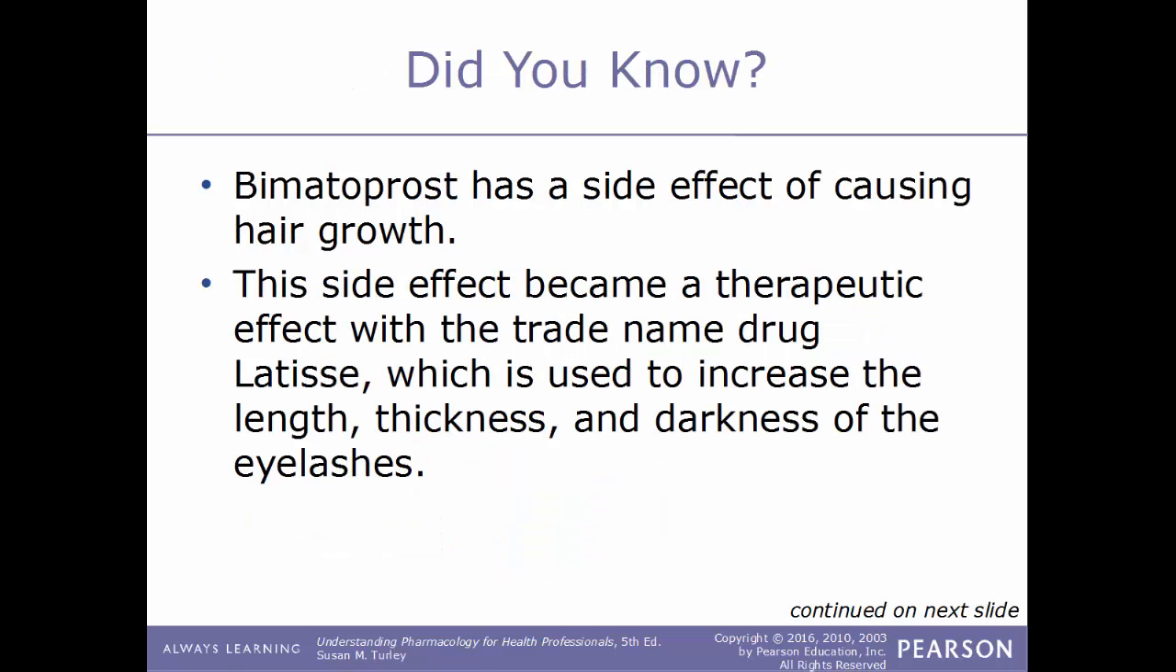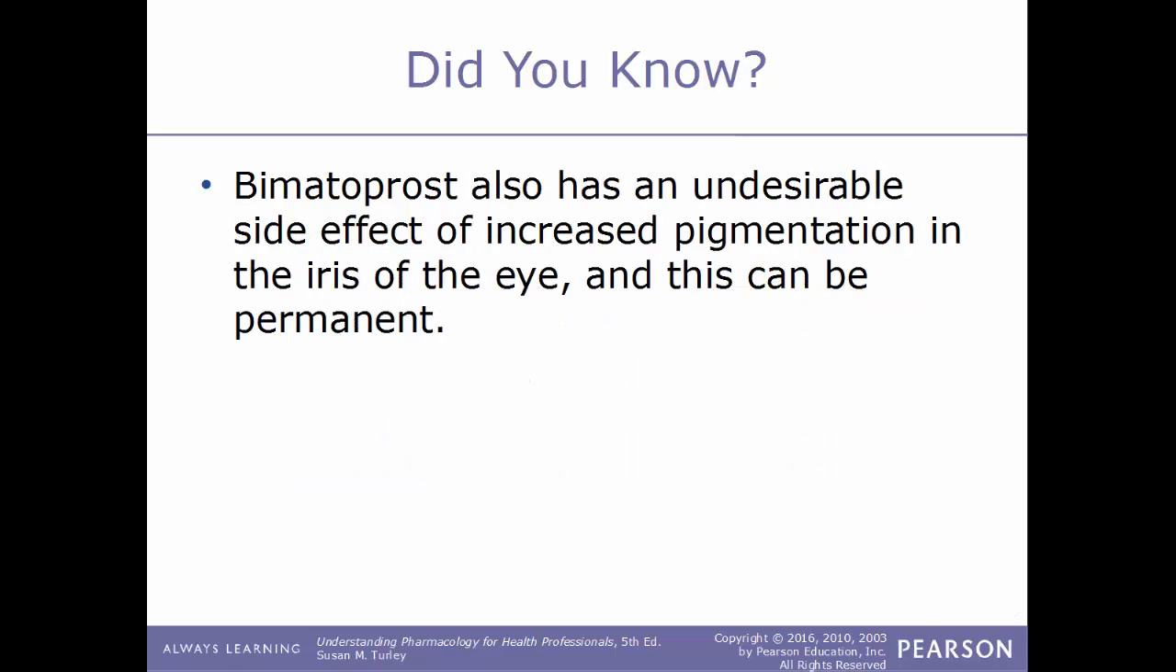Now I have a quick did you know? The drug bimatoprost has a side effect of causing hair growth. But this side effect of this drug is the therapeutic effect of a drug with the trade name Latisse, which is used to increase the length and thickness and darkness of eyelashes. Now, bimatoprost also has an undesirable side effect where you have an increased pigmentation within the iris of the eye, and this can be permanent.